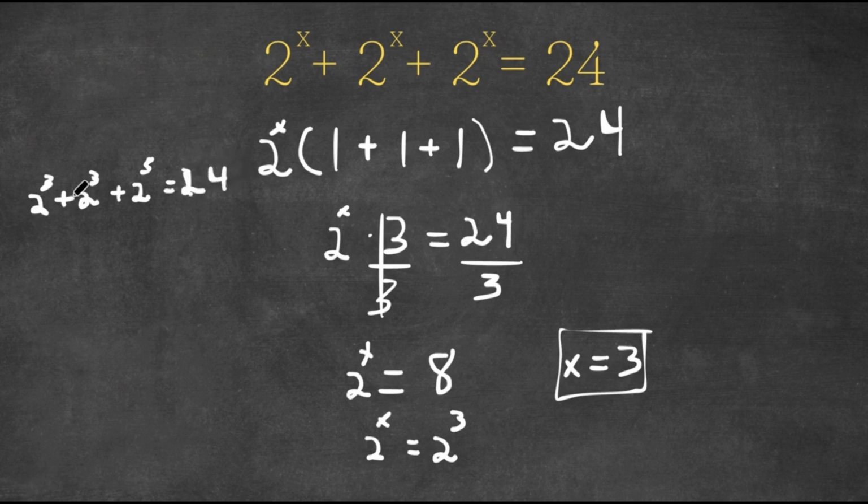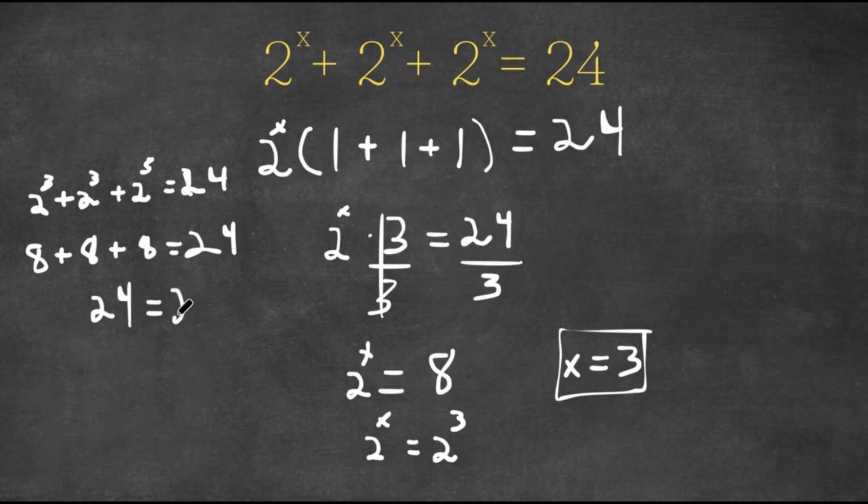Now 2 to the power of 3 is 8. So now we have 8 plus 8 plus 8 is equal to 24. Now 8 plus 8 is 16 and 16 plus 8 is 24. So we are left with 24 is equal to 24. And this is right, so we know our solution is right.